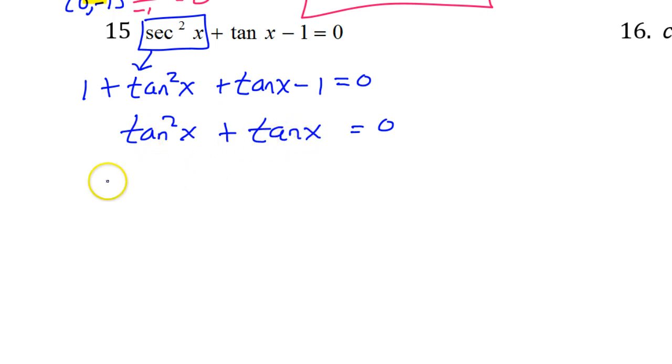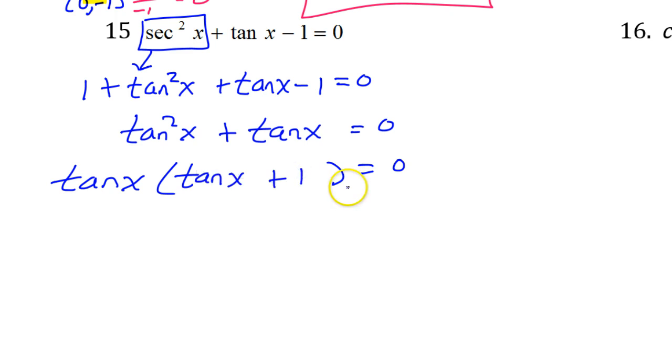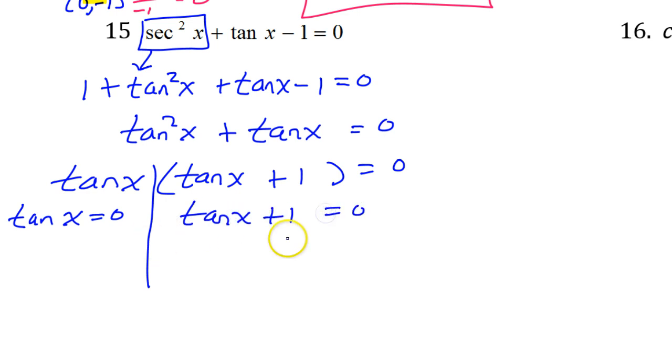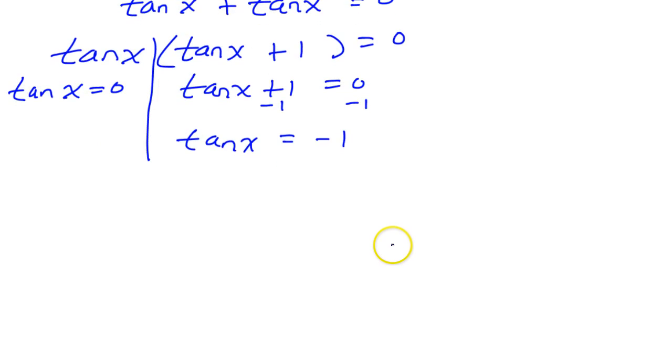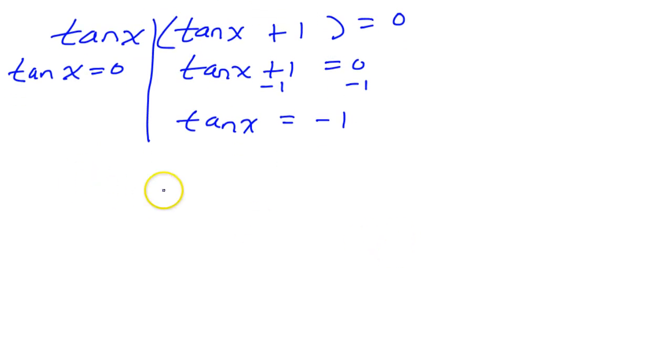The thing that's jumping out at me is the only two terms I have both have tangent. That is a common factor, my friends. So I'm going to go ahead and take tangent x and pull that outside of the parentheses. That's going to leave tangent x plus 1 inside. And guess what? That's factored. So I can use my zero product property. So tangent x is equal to 0, and tangent x plus 1 is equal to 0. Subtracting 1 from both sides gives me tangent x is equal to negative 1. Now let's take a look at the unit circle and see what we've really got.